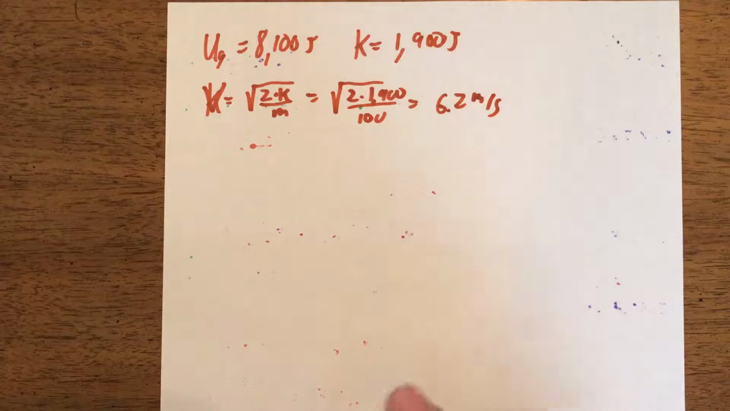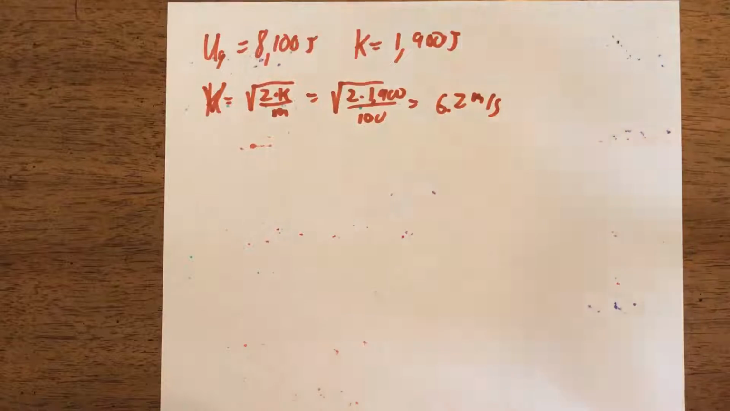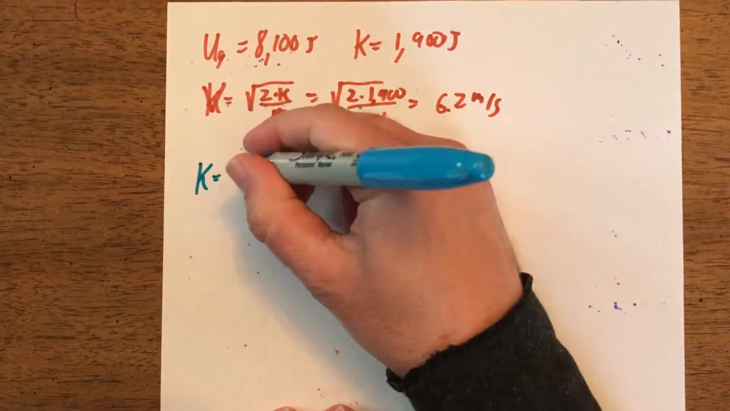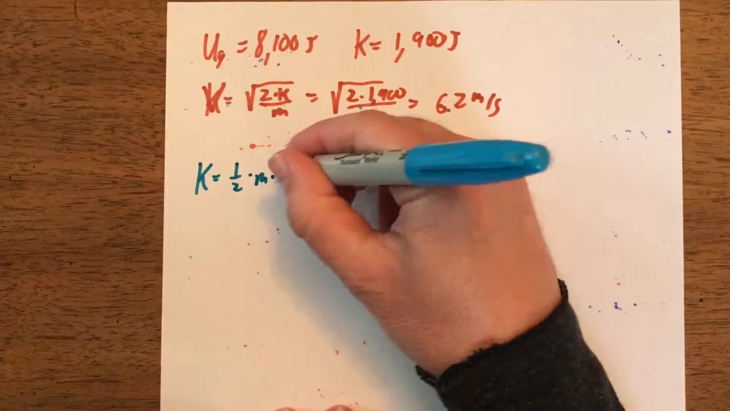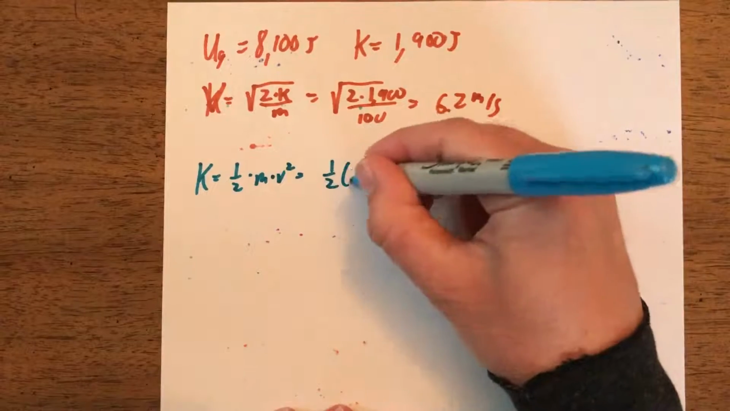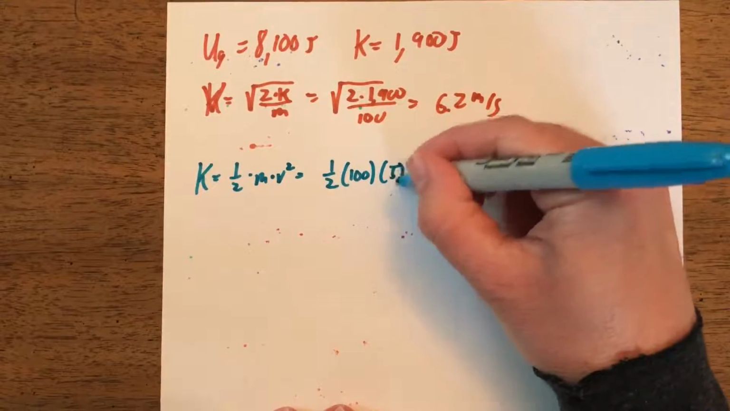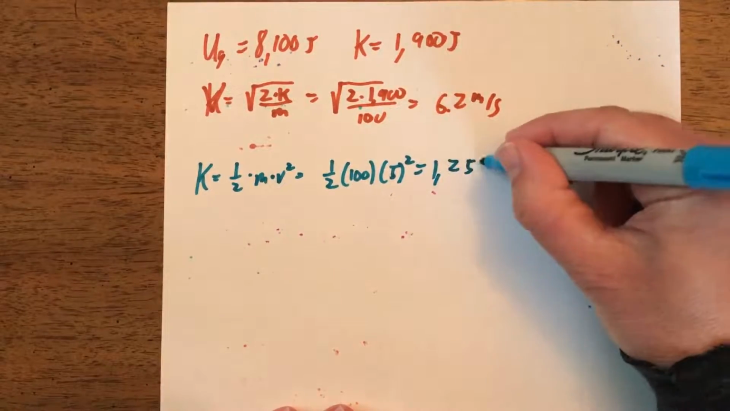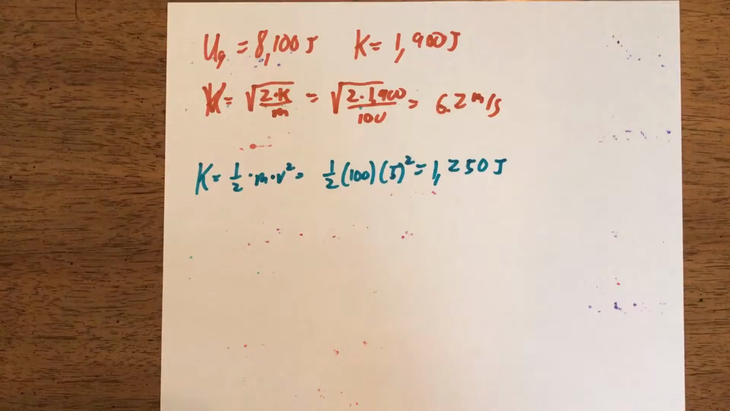Then level 4 is speed to height. So they say when he's moving at 5 meters per second, what will his height be? So to do this one, first we got to find the kinetic energy. So 1/2 mv squared, we'll plug it in. His mass is 100, his velocity is 5. Don't forget to square it, and you will get 1,250 joules of kinetic energy.